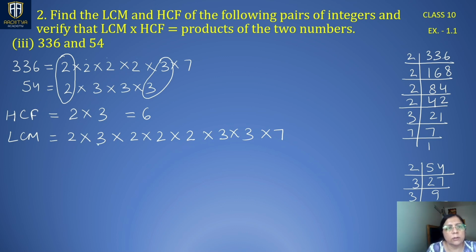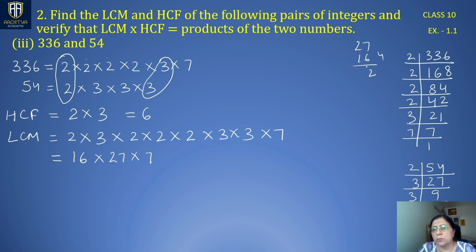First of all, these two were the common factors. After that, the ones which are not common, even they have to be written as many times as they are occurring in the prime factorization of either of the two numbers. So for LCM, we have to take the product of 2 times 2 times 2 times 2, which is 16, 3 times 3 times 3 is 27, and then 7.